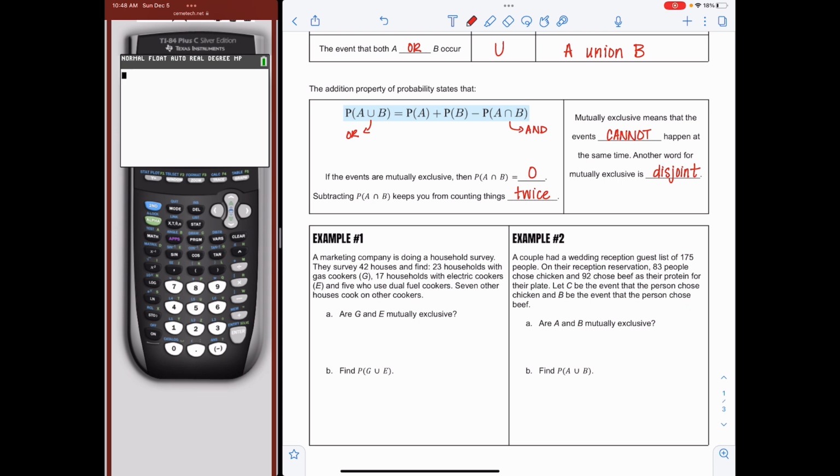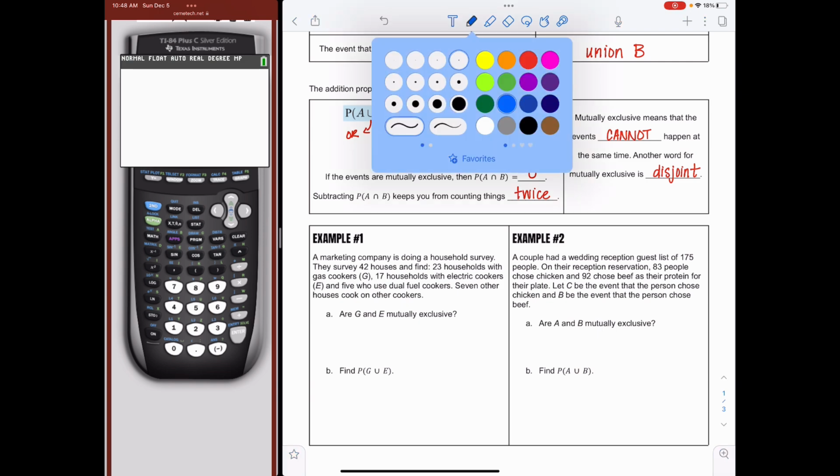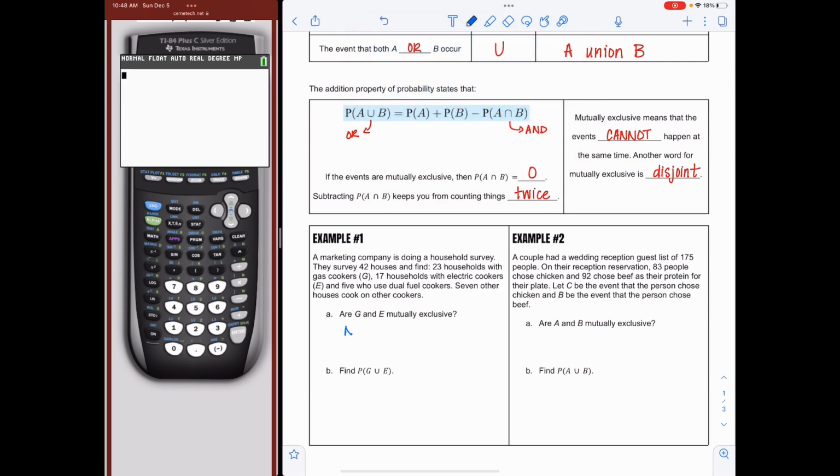So that means, are the gas cookers and the electric cookers disjoint? Do they not have anything in common? Your answer here would be no. And that is because you have dual cookers, which means that they have both of them. They can run off gas and electric.